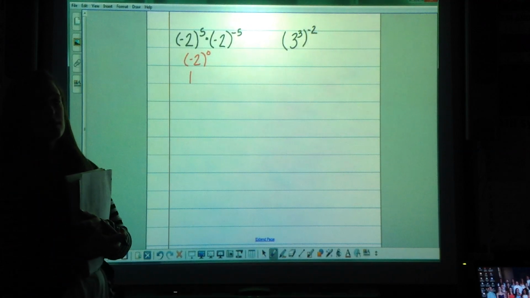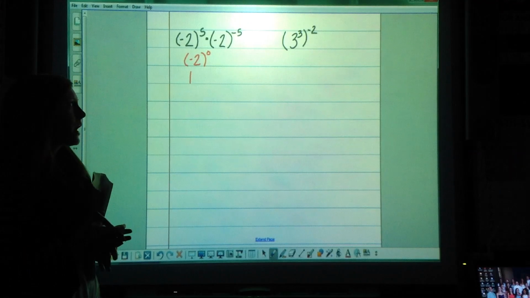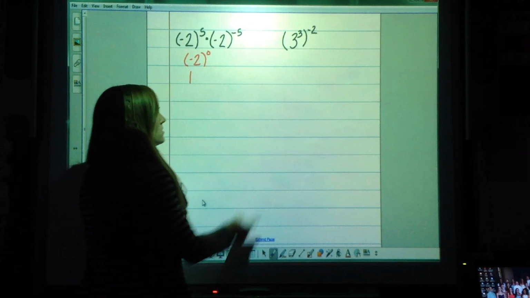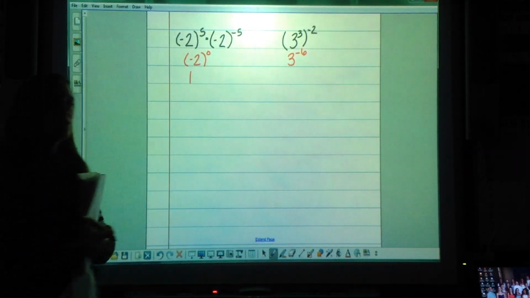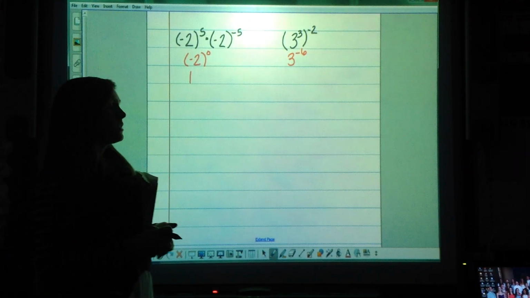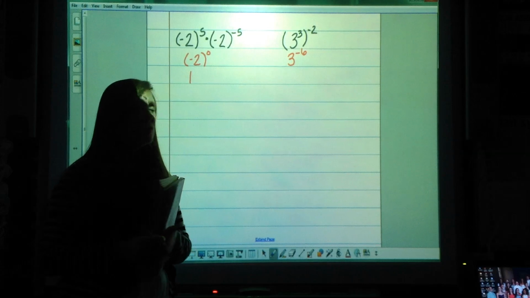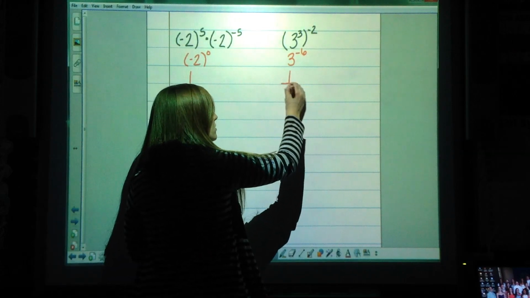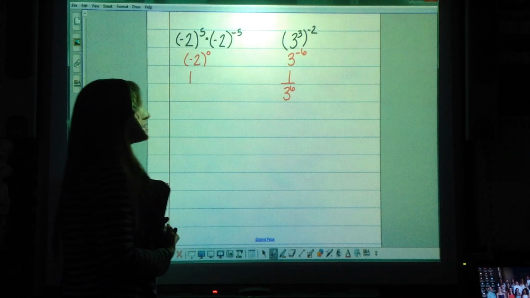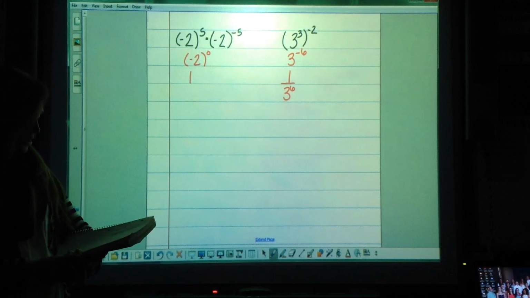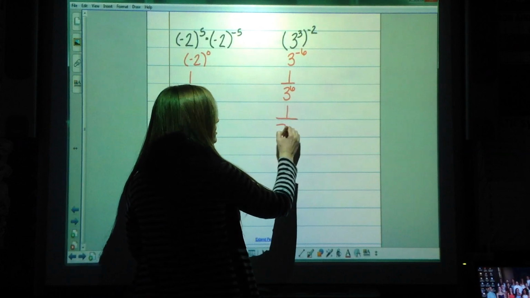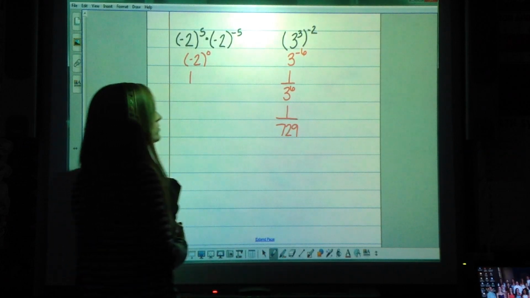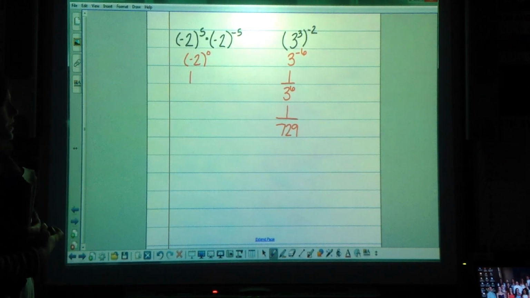Okay, again, in the first lesson we learned when there's a power to a power, you multiply. So here I have 3 to the -6th power. We just learned when you have a negative exponent that you take the reciprocal of 3 to the 6th, which is 1 over 3 to the 6th. And then you're going to simplify, so in your calculator you put 3 to the 6th, which is 729. So 1 over 729.